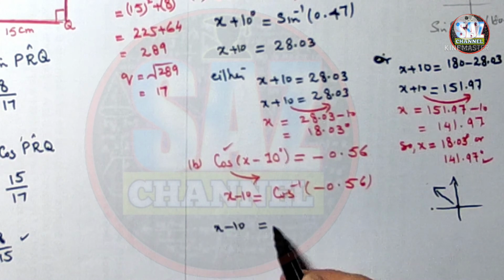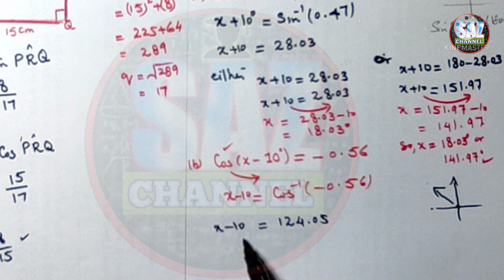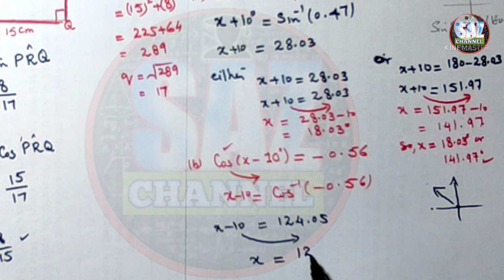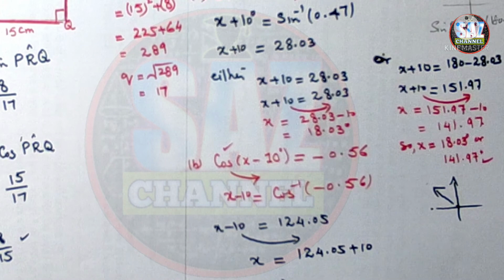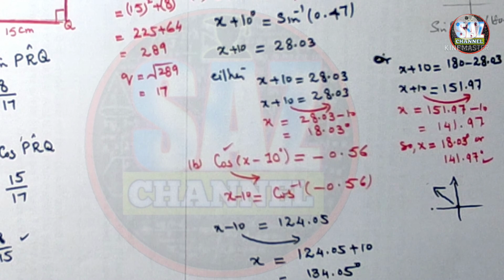x minus 10 equals 124.05, and now I have to shift this 10 to the other side in order to get the value of x. So it will take the form 124.05 plus 10, that will be 134.05 degrees. Okay, I hope students you are really clear about today's class.